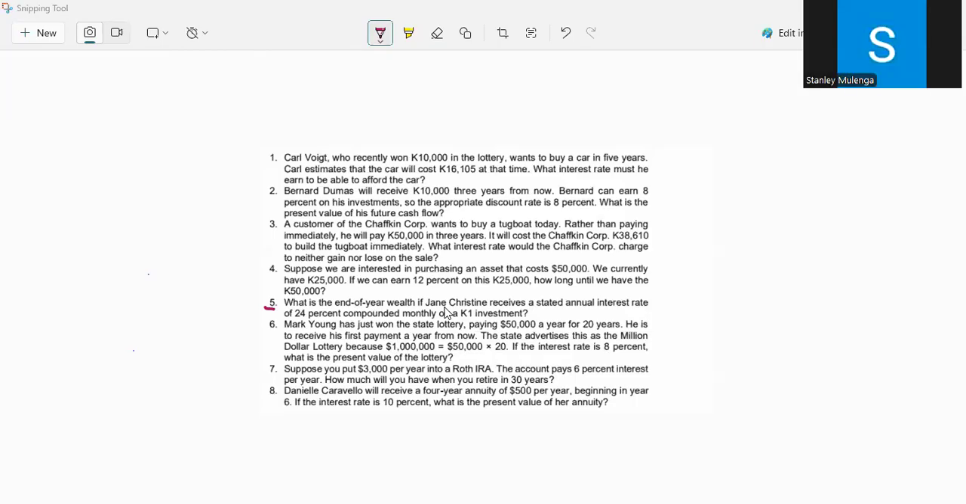If Jane receives a stated annual rate of 24% compounded monthly on a 1-quarter investment? Okay, what are we actually looking for? The effective annual rate.